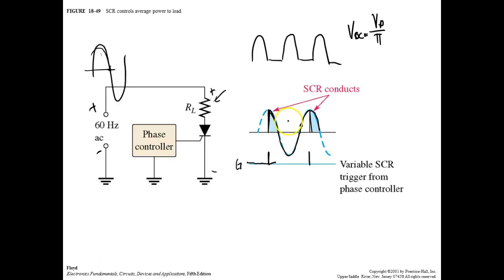So what am I going to get? Well, I'm going to get less than V peak over pi. Of course, we know that this is equal to 180 degrees of my input signal. What we're doing is firing this thing at 90 degrees, so we're going to get less than V peak over pi. Y'all understand? But what would it be?